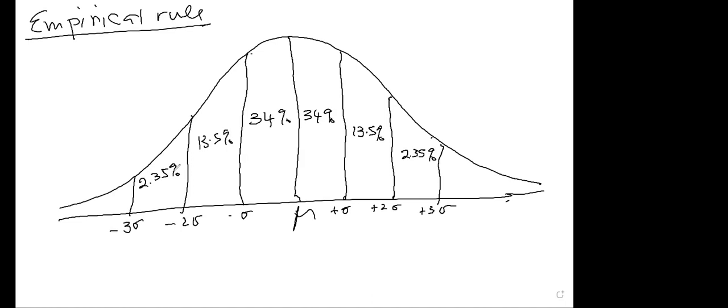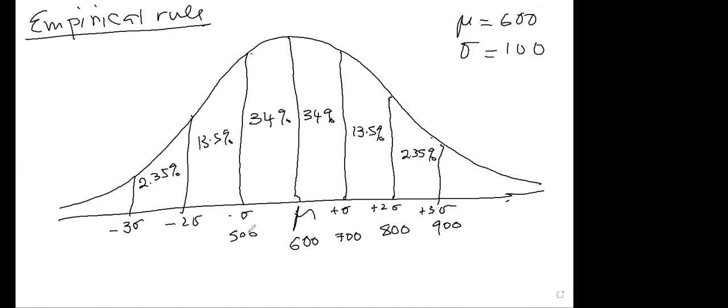For example, suppose a distribution has a mean of 600 and a standard deviation of 100. Then at the level of the mean, we will have 600. After 1 standard deviation, what should be the number I put here? 700, 800, 900, 500, 400, 300.